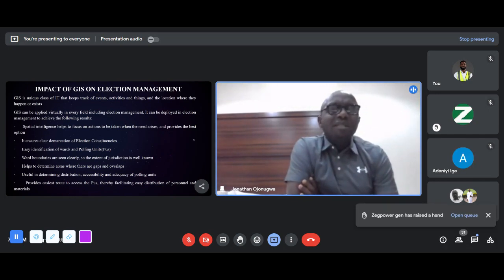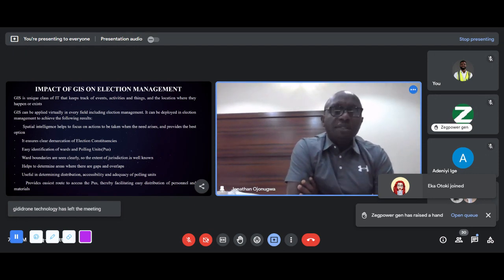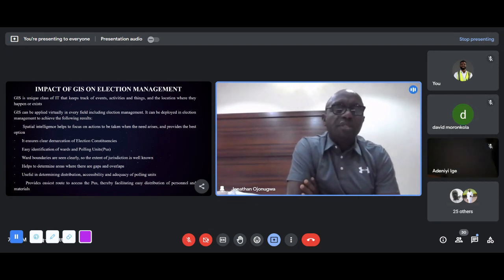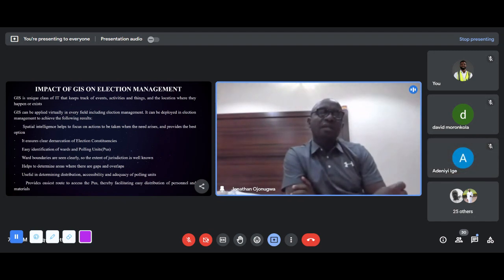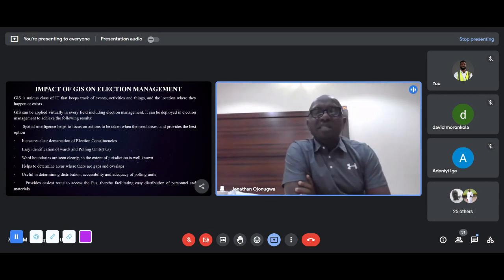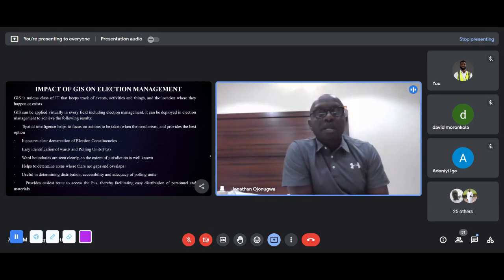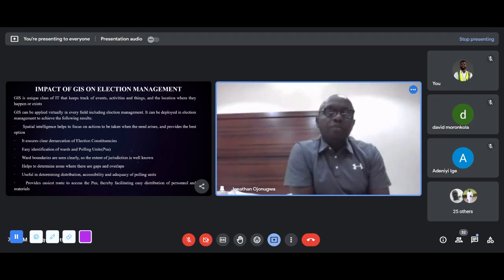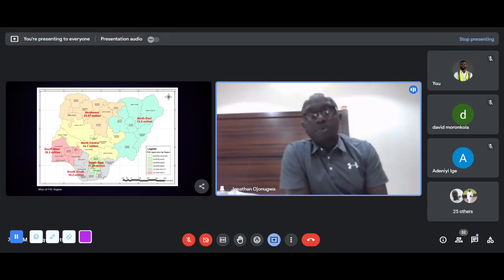Now, usefulness in determining district accessibility and adequacy of polling units. There are locations where the registered voters are more than the polling units. In this case, GIS will enable us to identify the nearest areas to this population and how they can have access to the polling units. It also provides easiest routes to access the polling units, thereby facilitating easy distribution of personnel and materials. This is very key in logistic planning in election management. Where are the polling units? How do I get to the polling unit? Am I going to the polling unit by road or by rail or by boat?